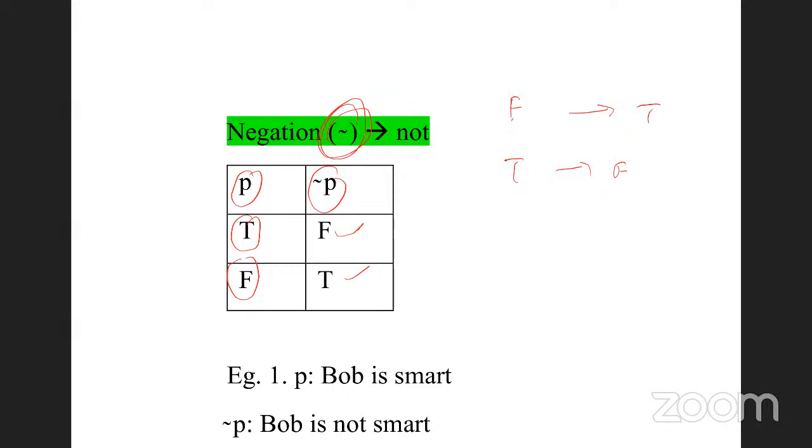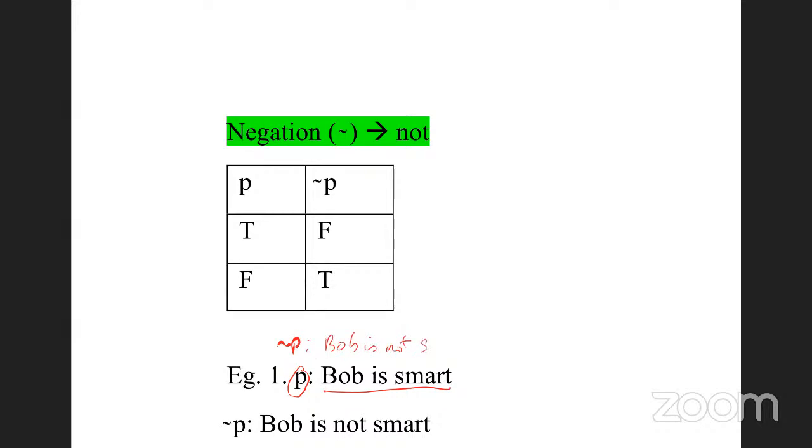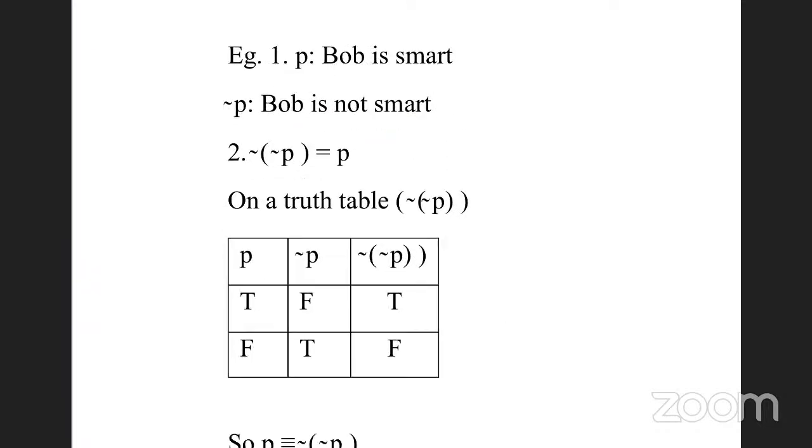Are you okay with that? So suppose I give you a statement. The statement is P, Bob is smart. Then what would be the negation of P? Bob is not smart. That's okay? We have to learn to use the worded form and the symbol form. Are you okay with that? Nice, good.